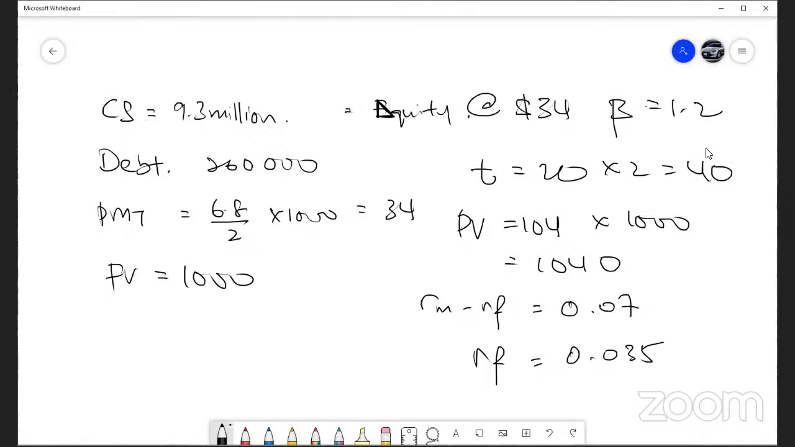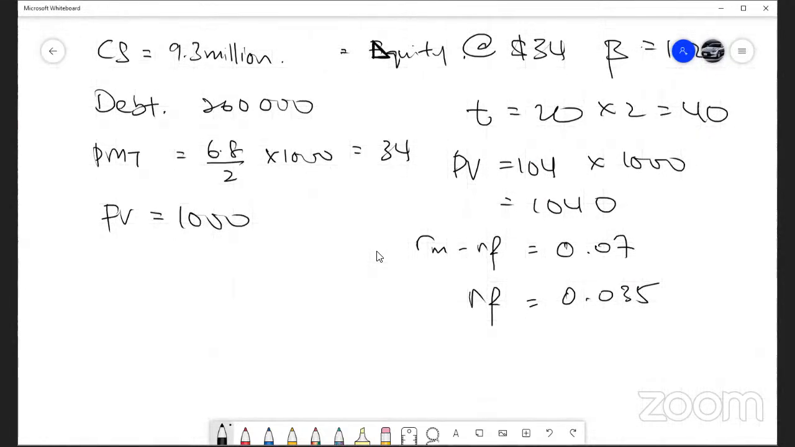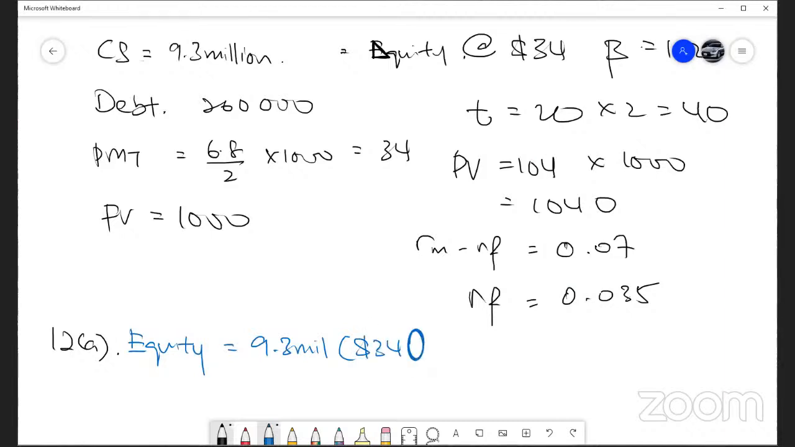So 12A, what is the firm's market value capital structure? To count market value capital structure, they just want you to find the total value of the firm, how much it consists of. So 12A, very simple. Okay, your equity, how much? Equity is 9.3 million stocks multiplied by $34 each. So this will give you 316,200,000.